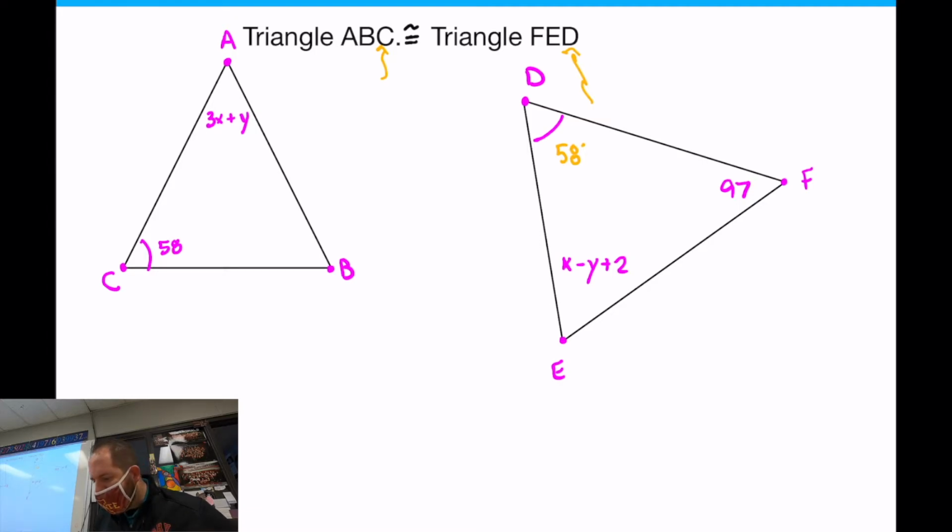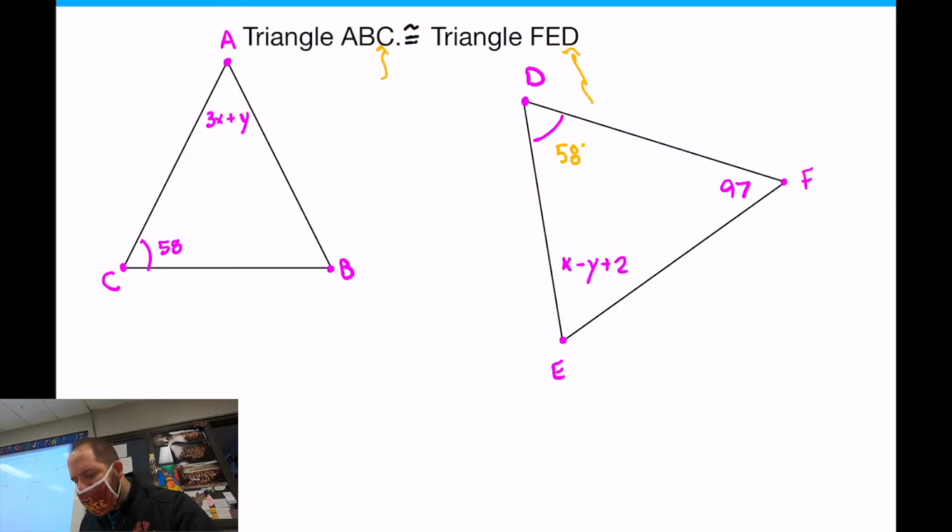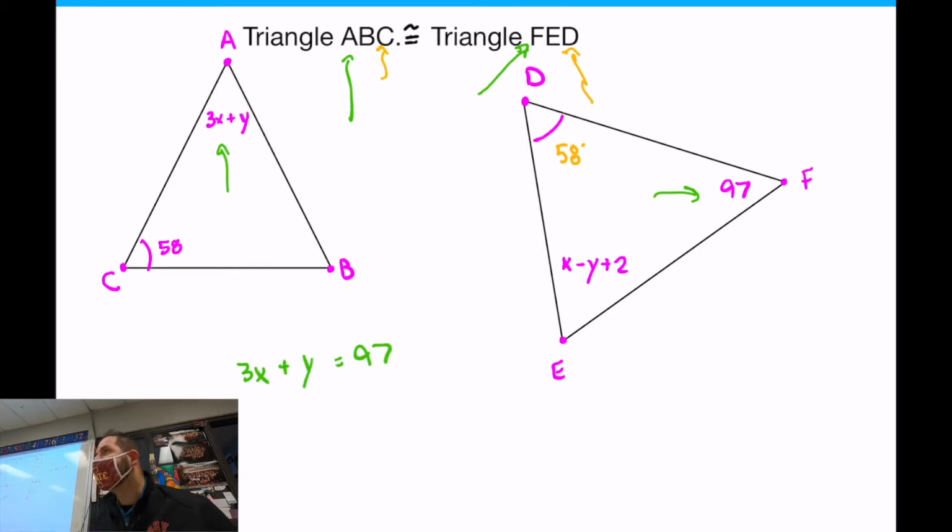Angle A and F are the same. Okay, so I'll try to color code these. Angle A and F are the same. They're the front letters. So this is angle A, that's angle F. I can set those equal to each other. So 3x plus y is equal to 97. Okay, questions on how I set that up?